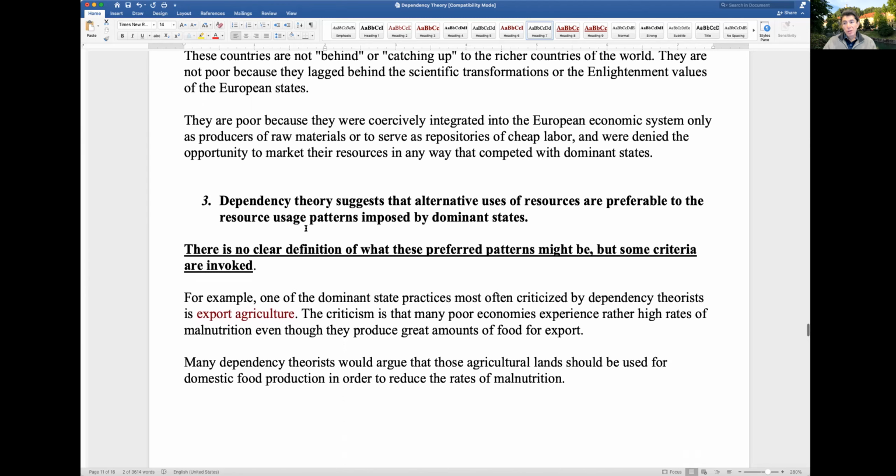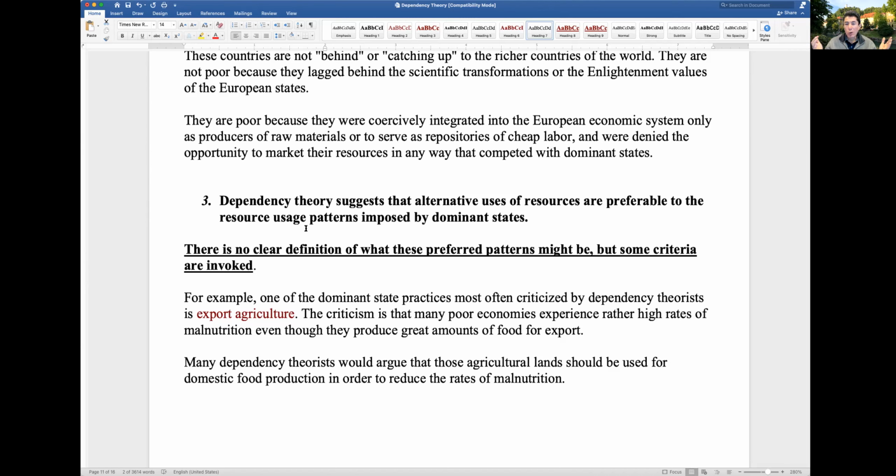Number 3, dependency theory suggests that some alternative uses of resources would be better rather than the use of resources imposed by, well, center countries, right? So the example is this: how do you explain that places like Africa are exporting rice, or exporting food in general, when people in Africa are dying of famine? That doesn't make any sense, right?